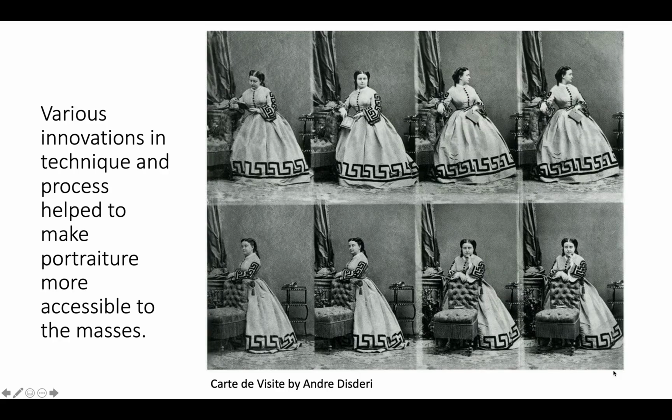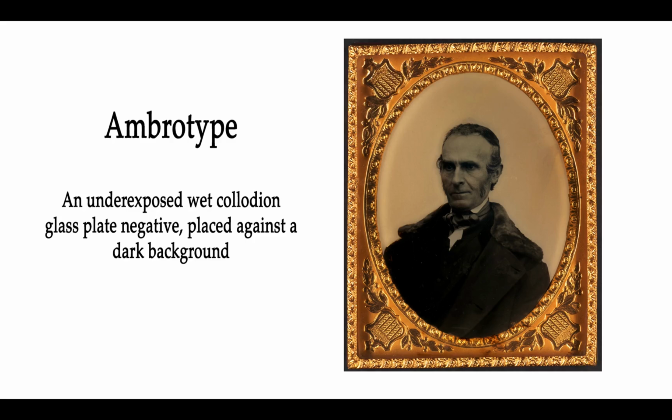Now, there were various innovations that happened really rapidly in the 19th century in order to make this process even more accessible to the masses. Because when we started out with the daguerreotype and these single images, it was still really more accessible to the upper middle class. But as these new processes came out, more and more people at all levels of income could access this. We'll look at this one in a second, the carte de visite.